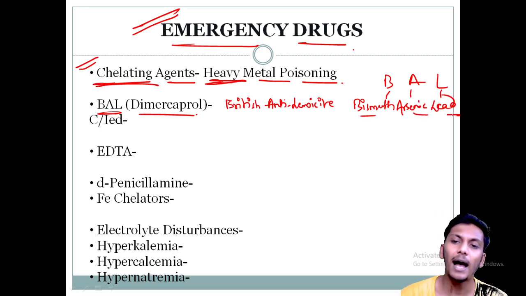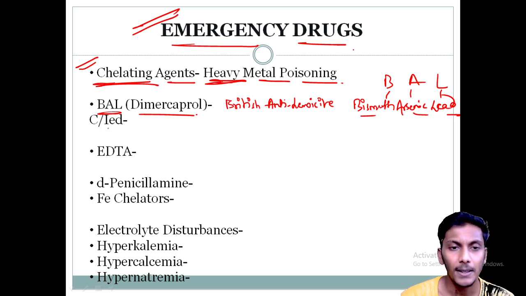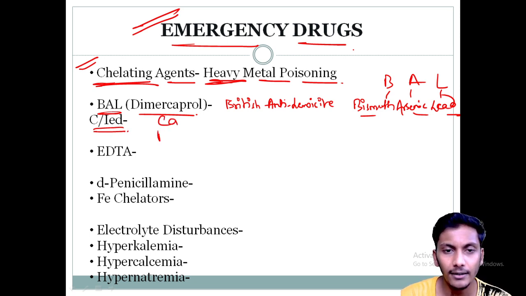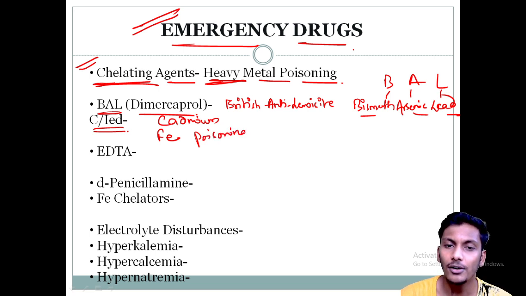So please remember, BAL is used in cases of bismuth, arsenic and lead poisoning, but it is absolutely contraindicated. Where can BAL be contraindicated? BAL is usually contraindicated in cases of CAFE, right? So CAFE means cadmium poisoning and iron poisoning. So please remember, BAL is contraindicated in cases of cadmium and iron poisoning, right?